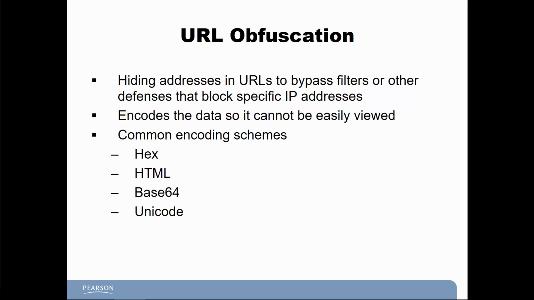URL obfuscation. I can never pronounce that. Basically, it's hiding addresses in a URL so we could bypass filters. That way, if we did have a filter that was blocking out IPs, we could get past it. Basically, this allows us to encode the data so it's not easily viewed. Common encoding schemes could be hex, HTML, base64, or Unicode. That all allows us to hide additional information in URLs.